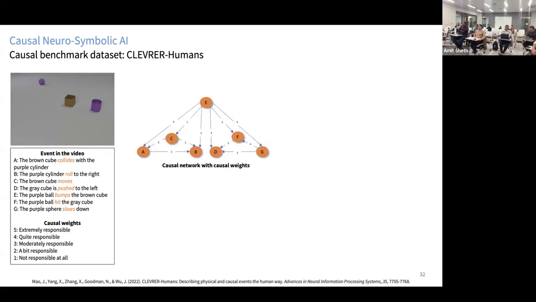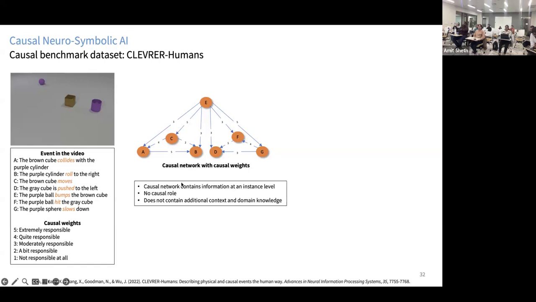And this is a type of causal network. This says E is causing A. So the purple ball bumps the brown cube, which is causing the brown cube to collide with the purple cylinder in the video. The edge weights here are causal weights, which are annotated by humans. They tell you how much E is responsible for the event A. The higher the number, the higher the responsibility. The number 3 is moderately responsible; there might be some other events causing event A. The number 5, which is extremely causal, says that yes, E is extremely responsible for causing the event C.